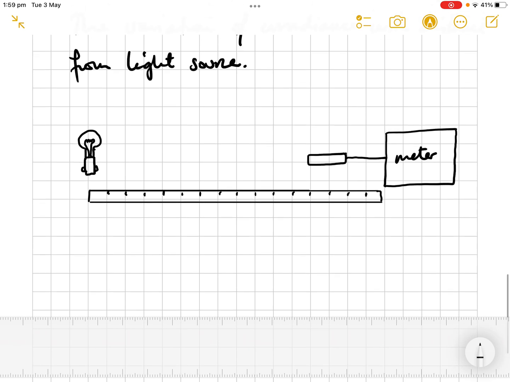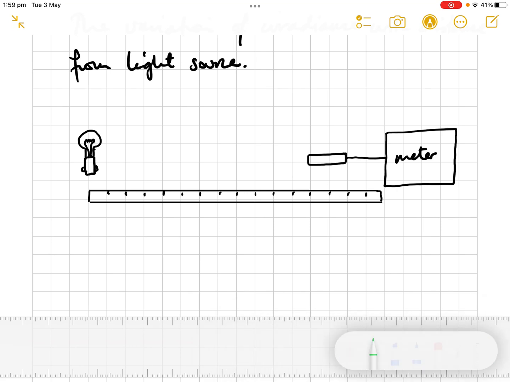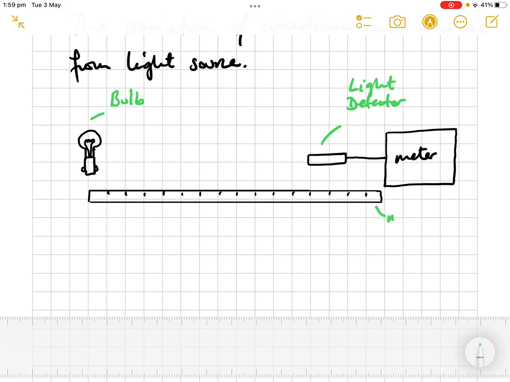Now, whenever you're drawing experimental diagrams, it's important that you show every piece of apparatus that's being used, even simple things like a meter stick, and that you label all the important apparatus pieces as well. So this, for example, is a bulb. This is an electronic light detector. And I've labelled the meter already. That's a meter stick.